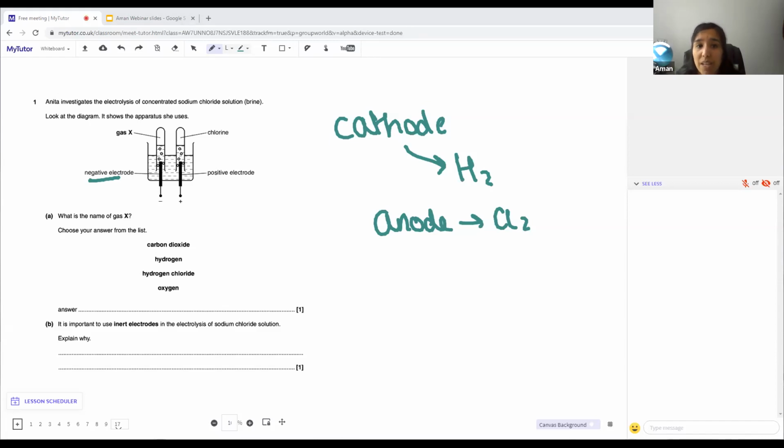Good, and the reason that we want our electrodes to be unreactive is so that the electrode does not react with the solution or the electrolyte. So remember, the electrolyte in this question is sodium chloride. The electrolyte just means the ionic compound that's having electrolysis done to it. So we don't want that electrolyte to react with the electrodes.